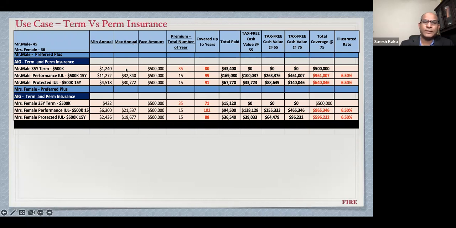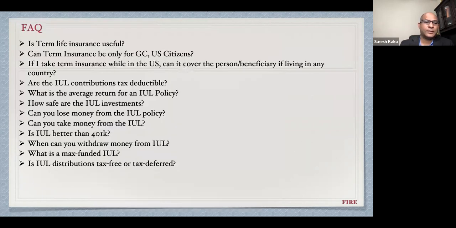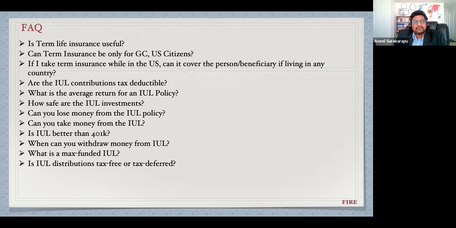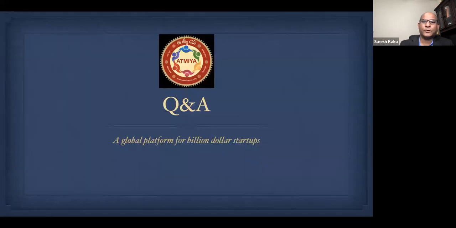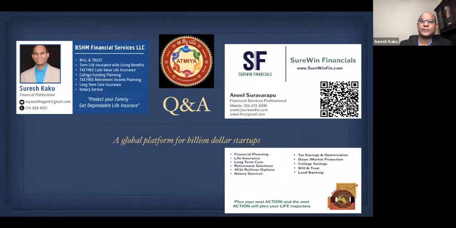The more you fund, obviously the more growth you see, the money grows tax deferred, and you take the money out tax free. And is the IUL distribution tax free or tax deferred? We covered that one. Yeah, I think that's all we have for today, so we can open up for questions. We'll be happy to answer any questions in the chat or the phone.